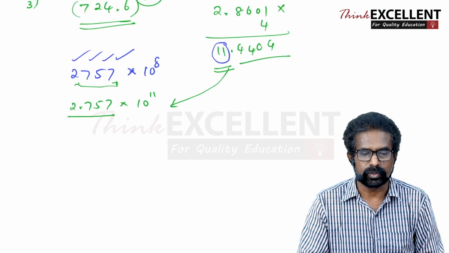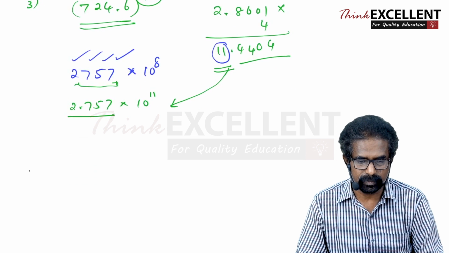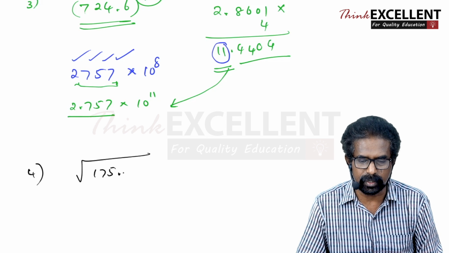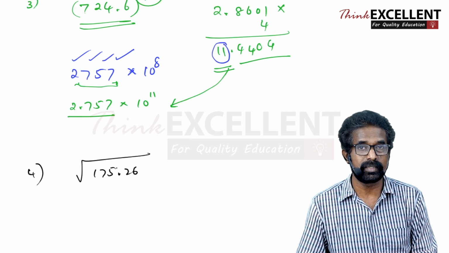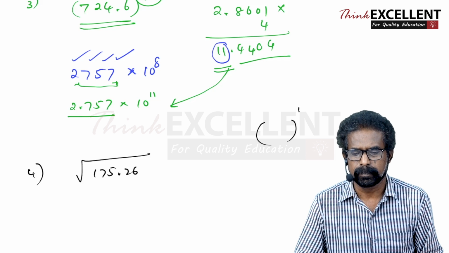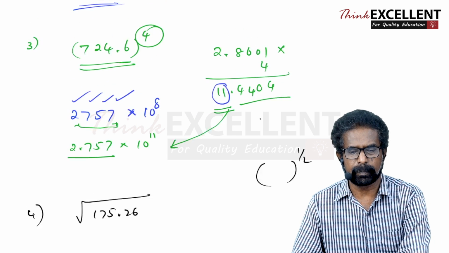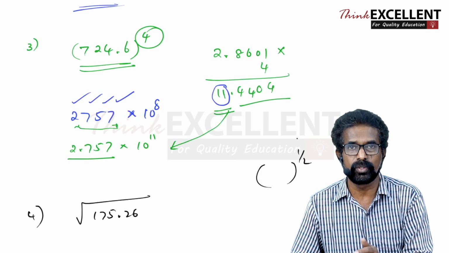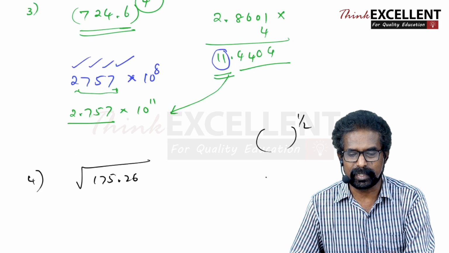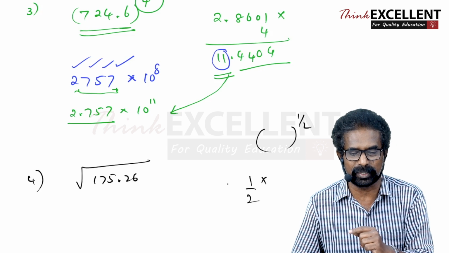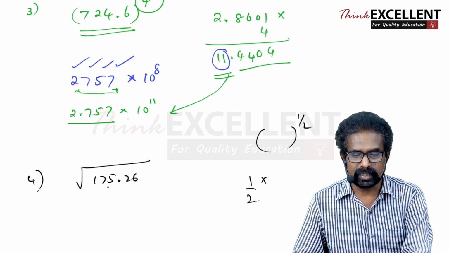So now I'll give another question, how to find root of that. Root of 175.26. Root means same thing, raised to half. Power rule only. In the previous one, power is 4, so we multiplied by 4. Here the power is 1 by 2. You multiply by 1 by 2. Multiply by 1 by 2 means actually we are dividing by 2, right? We are dividing by 2.